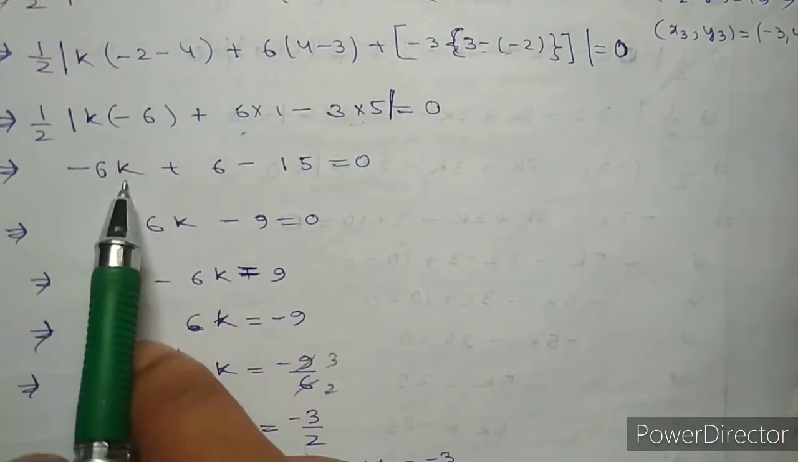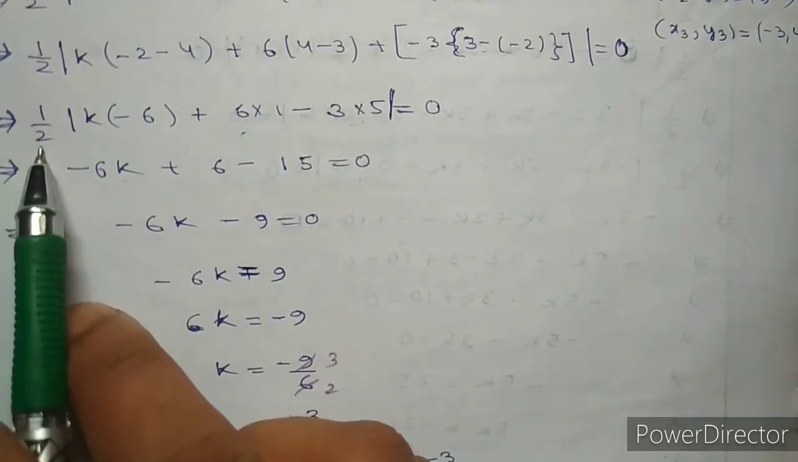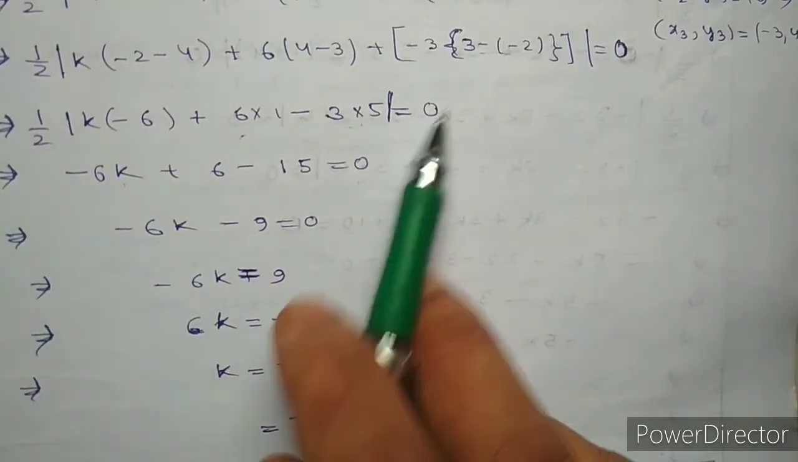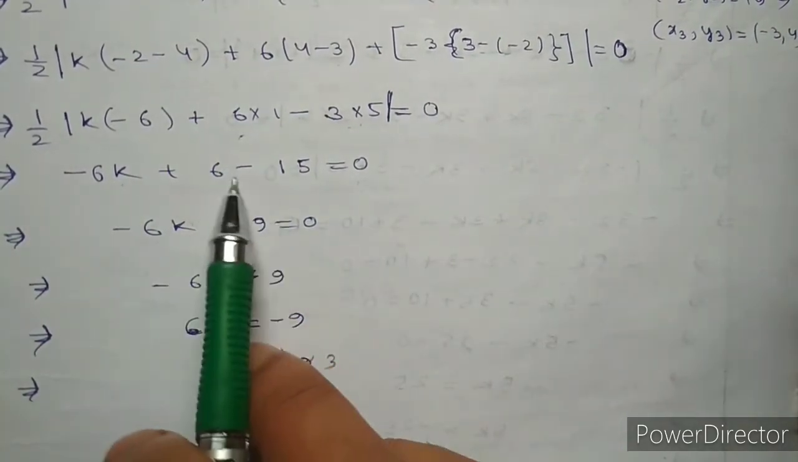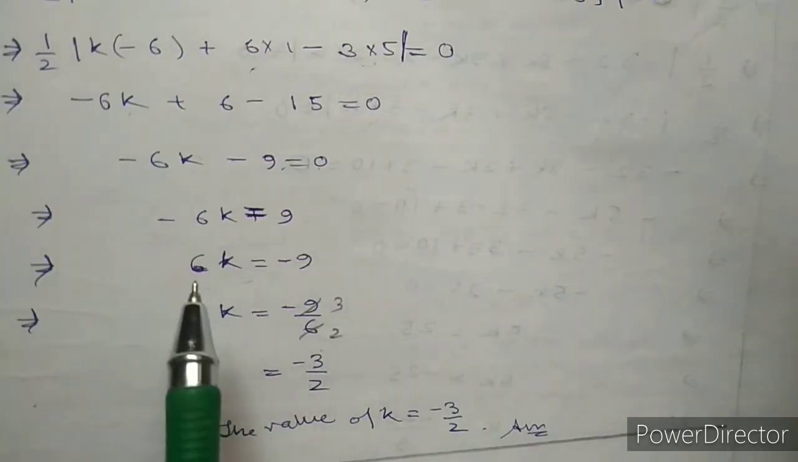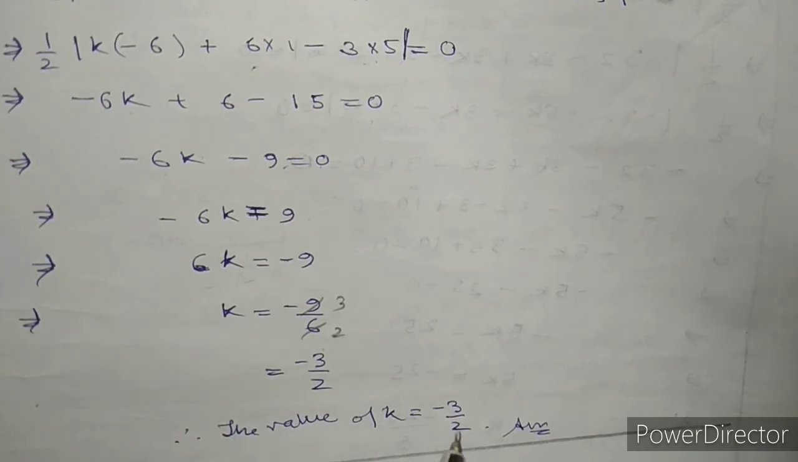So minus 6k plus 6 minus 15 equals 0. This half modulus is there, so half you just cross multiply. This 2 into 0 will be 0. So minus 6k minus 9 will be 0. Minus 6k equal to 9. You are going to get 6k equal to minus 9. That means k equals minus 3 by 2. So therefore the required value of k is minus 3 by 2.